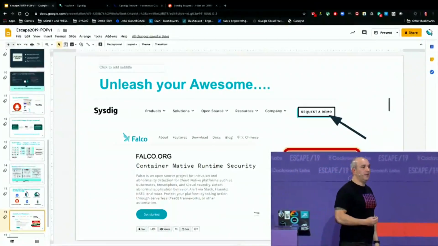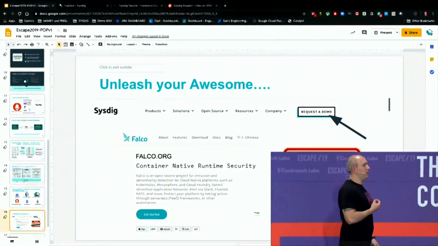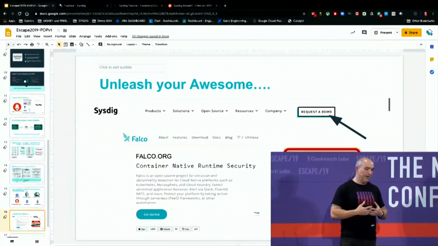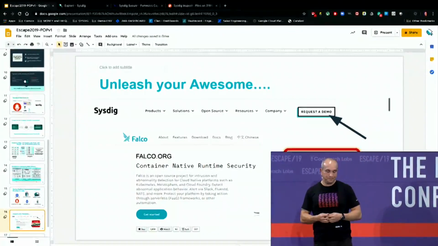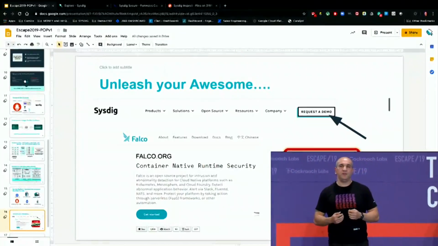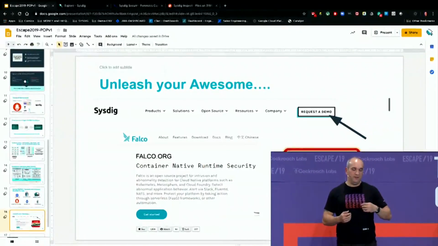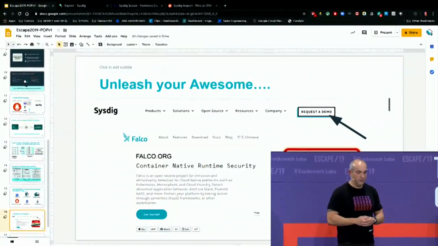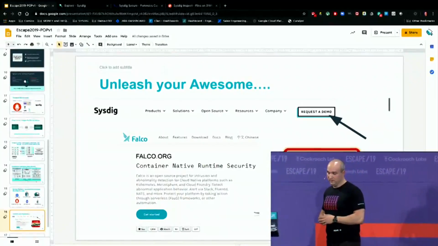And again, all of our tools are based on an open source foundation. So if you want to extend functionality, if you want to add things like rules, falco.org is our site for adding rules and what have you. And that's something that Chris Nova is fronting.